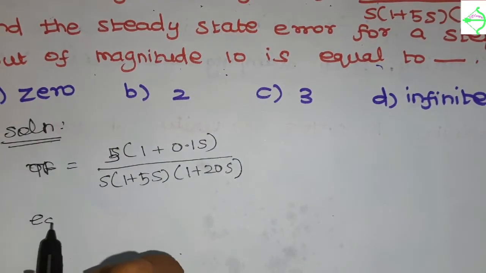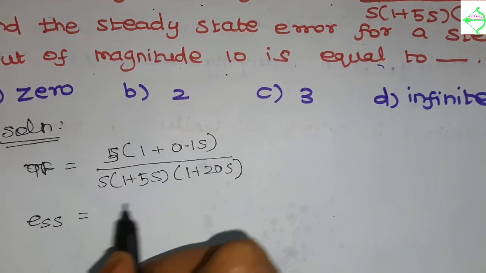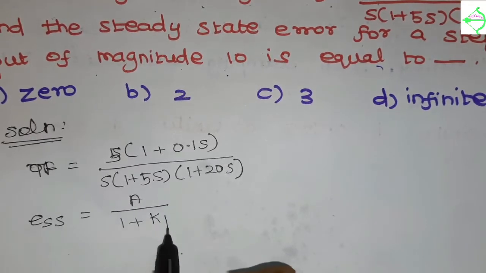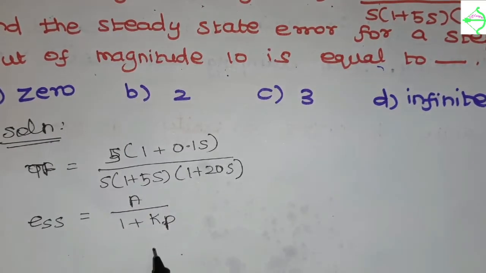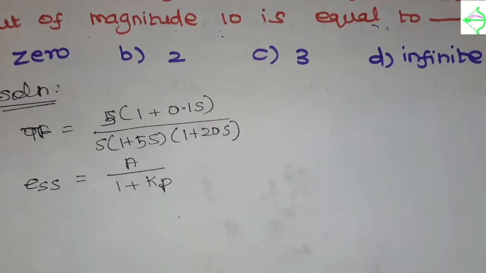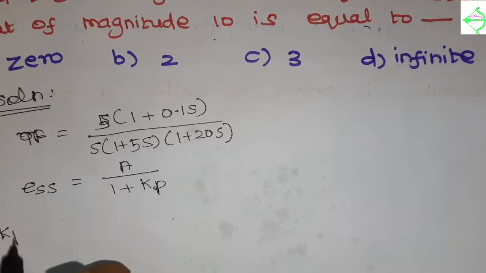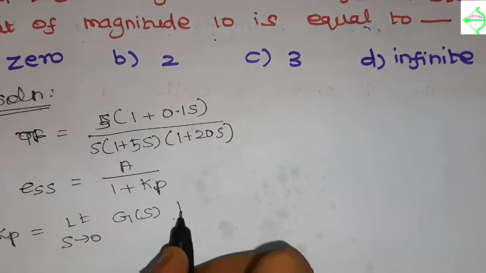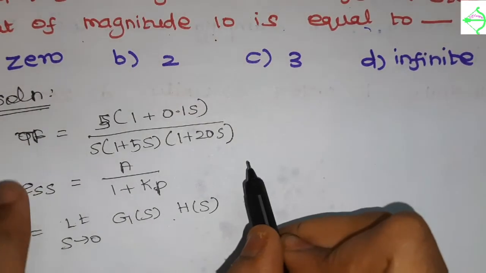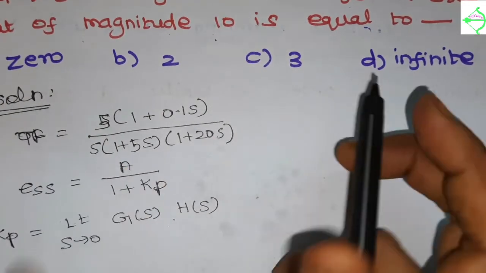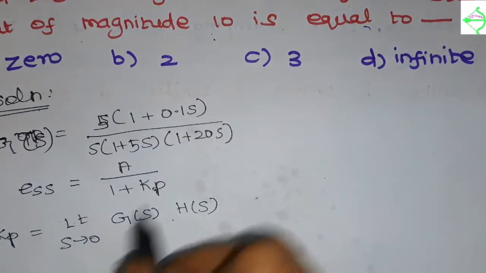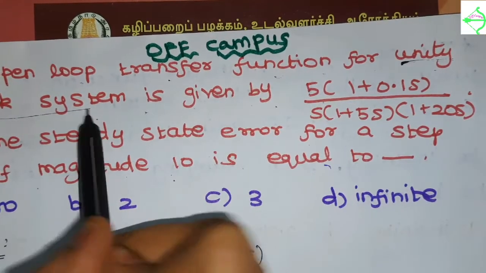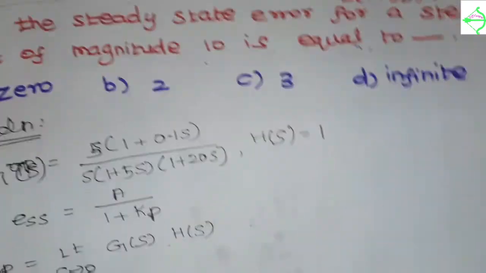What is the formula for steady state error? ESS for a step input is A divided by 1 plus Kp, where A is the magnitude and Kp is the positional error coefficient. How do we find the positional error coefficient for a step input? Kp is equal to the limit as s tends to 0 of G(s) into H(s). G(s) is the given function, and H(s) is 1, because it is a unity feedback system.